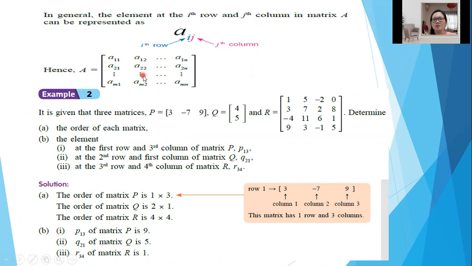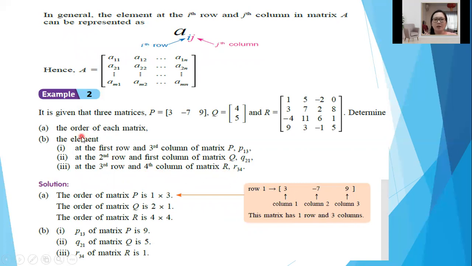A22, second row, second column. Okay, so let's look at this example. We have 3 matrices here, P, Q, and R. Determine the order of each matrix and the element at the first row and third column of matrix P, second row and first column of matrix Q, third row and fourth column of matrix R.